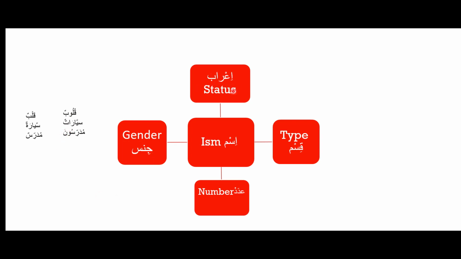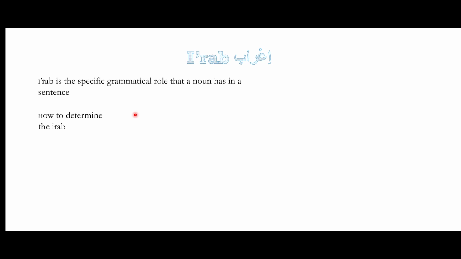So the fourth property here is the property of status. What is i'rab? I'rab is the role played by a noun in a sentence. When we figure out the i'rab of a word, that i'rab is going to help us know the function played by that ism in a sentence. And how to know the i'rab? We have to examine the ending of a word. Here I have written just the vowel ending, but the ending of a word can have vowel signs or it can also have sound combinations. By looking at the ending signs or ending combinations, we can determine the i'rab of a word.